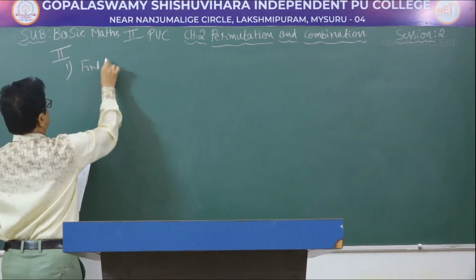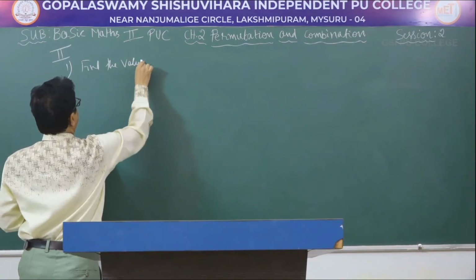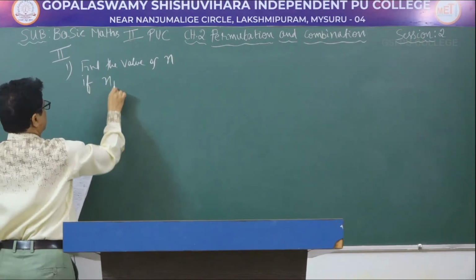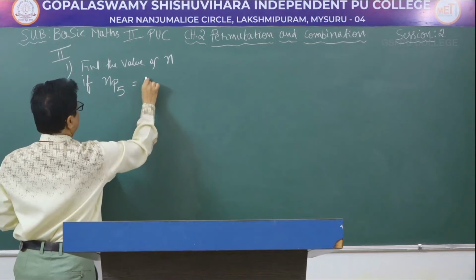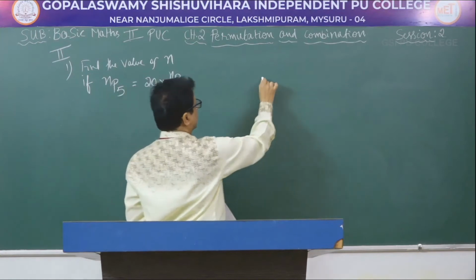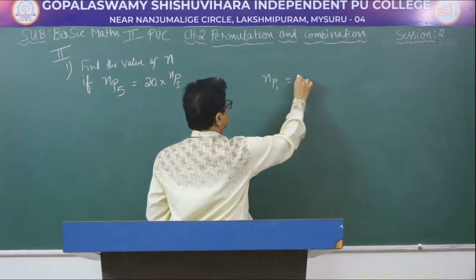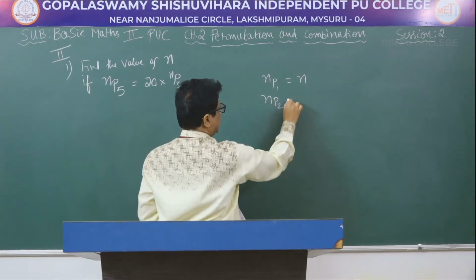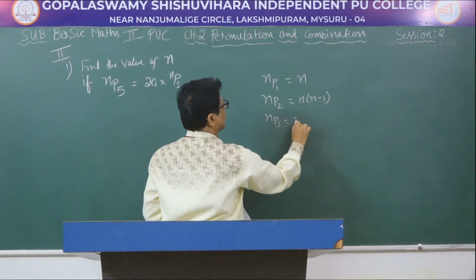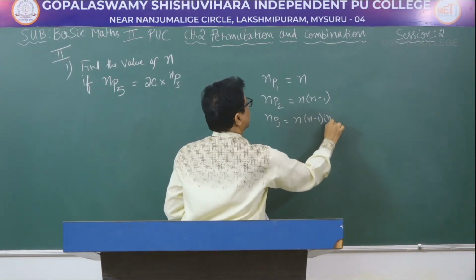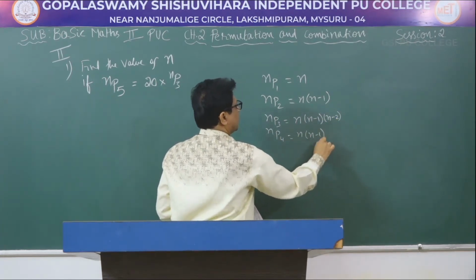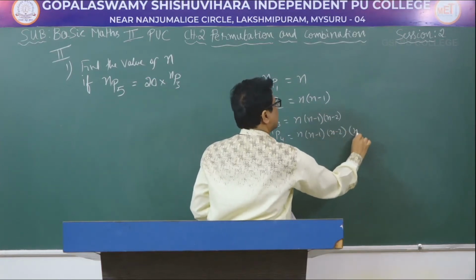Find the value of n if nP5 is equal to 20 into nP3. So, you should know that nP1 is equal to n, nP2 is equal to n into n minus 1, nP3 is equal to n into n minus 1 into n minus 2. Similarly, nP4 is equal to n into n minus 1 into n minus 2 into n minus 3.